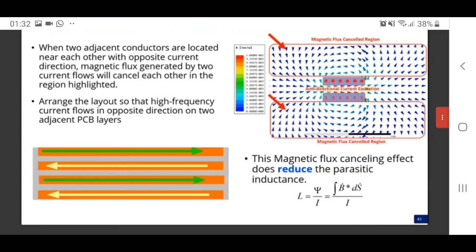On the other hand, the parasitic inductance is a function of the magnetic flux. So the magnetic cancellation technique can help reduce the parasitic inductance. In layout, if we can make the high frequency current directions opposite to each other on the two adjacent layers, the inductance will be minimized.